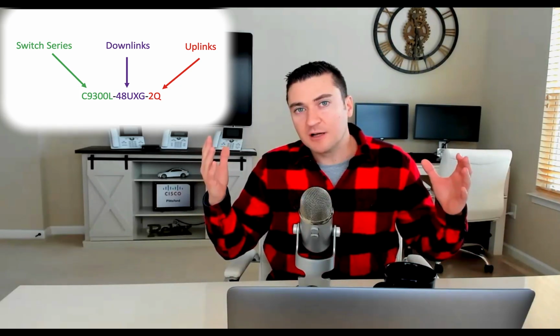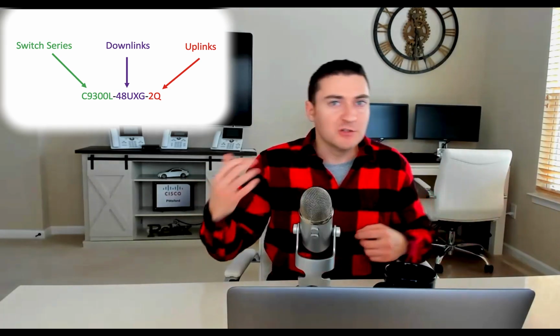So today, what we're going to be doing is breaking down Catalyst switching SKUs. There's a million different SKUs out there, and I get asked all the time, what does this mean? What is an X? What is a U? What is a B? What is a G? What is a Q? Let's talk about all that and bring it together and tell you guys what this stuff actually means.